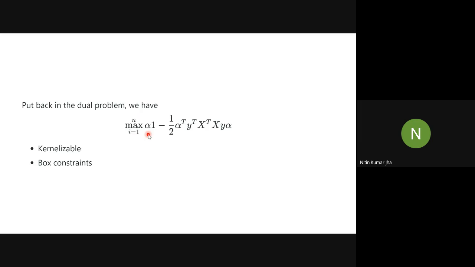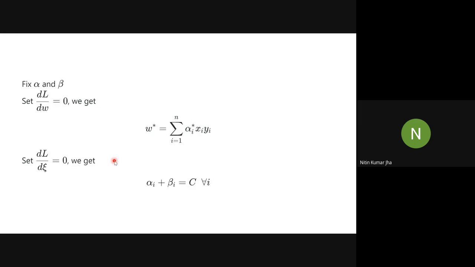Here alpha is upper bounded by C. That is why it is called a box constraint, because in the hard margin case alpha is only lower bounded by 0, but in the case of soft margin it is upper bounded by C. So these constraints are called box constraints. And again, this dual problem has the terms x transpose x, so this can again be kernelized. So this is the solution of the soft margin formulation. Any problem at this point?